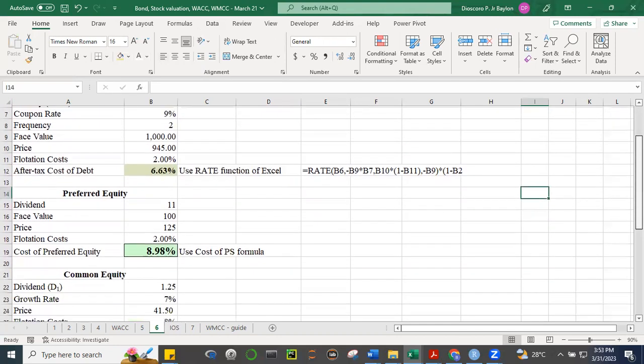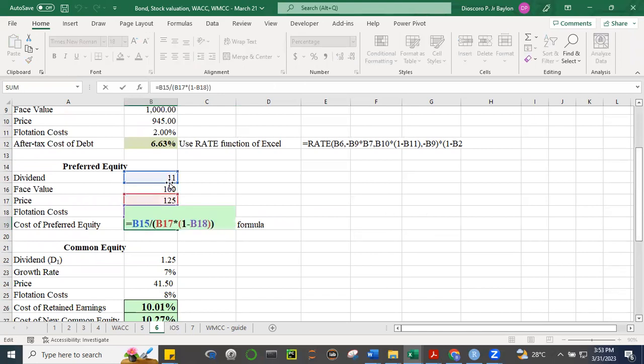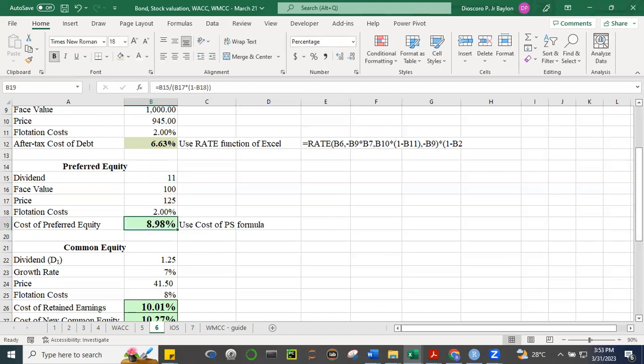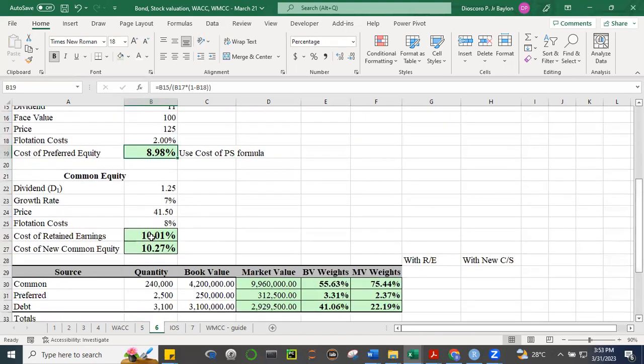Okay? All right. So for preferred equity, simple lang, no? It's your dividend 11 divided by the price. The net price is 125. Multiply that by 1 minus the flotation cost. Since the flotation cost is in percentage, kaya kinukuha natin yung 1 minus. If it was an absolute amount, so minus the amount. So 8.98%.